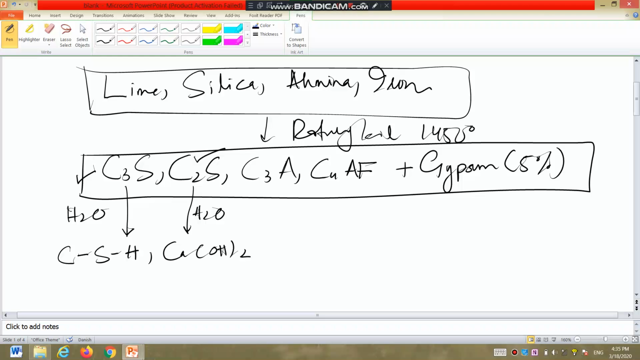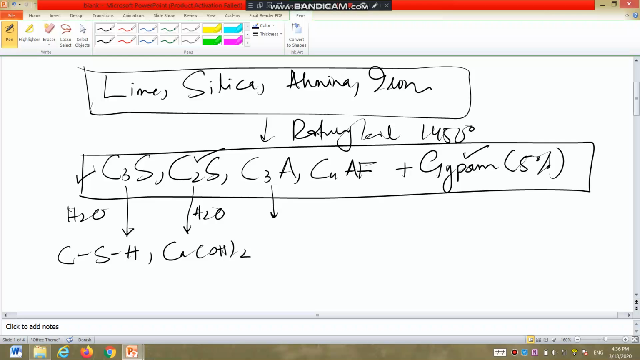Tricalcium aluminate produces a large amount of heat upon reaction with water, and it can also cause flash setting of cement. This flash setting of cement in the beginning of hydration is undesirable. Therefore, we must retard the solubility of tricalcium aluminate in water in the beginning of the hydration. For this purpose, gypsum is added in cement to prevent flash setting of tricalcium aluminate.